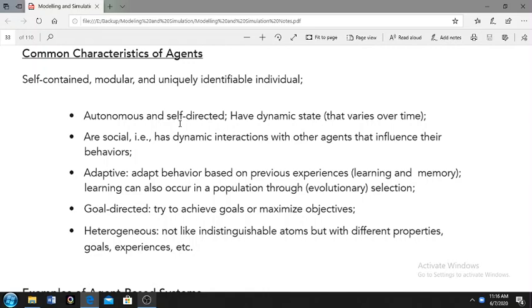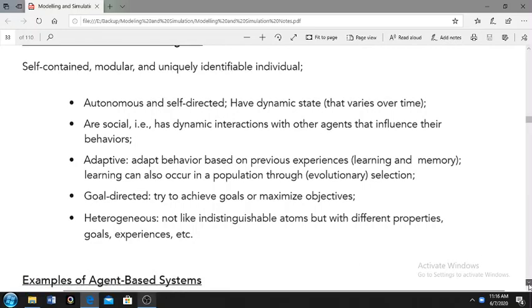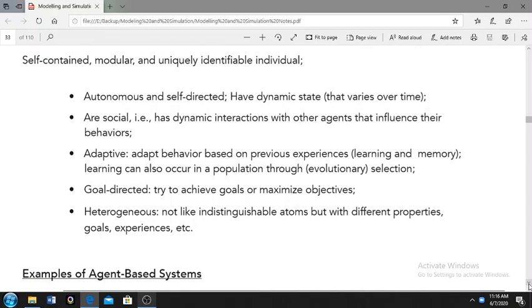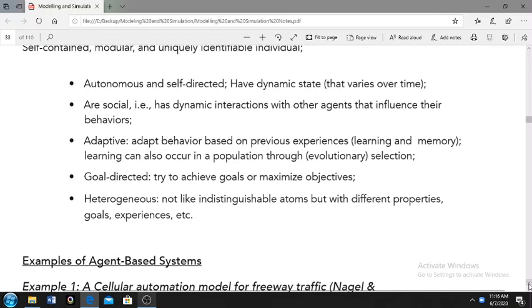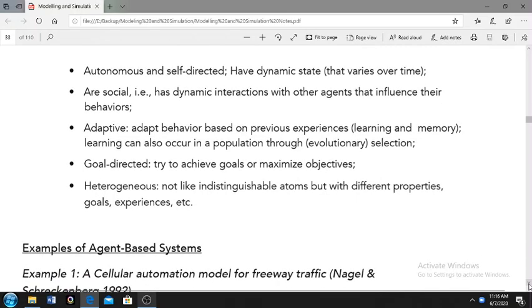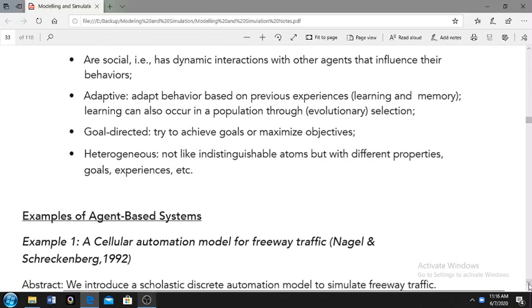Now they are social. Social means interaction between agents, so they can communicate. They can exchange information. There is communication. They are adaptive, meaning they can adapt their behavior based on past experience. They are goal directed, so they try to achieve the goal or maximize objective. They are heterogeneous. They are different.